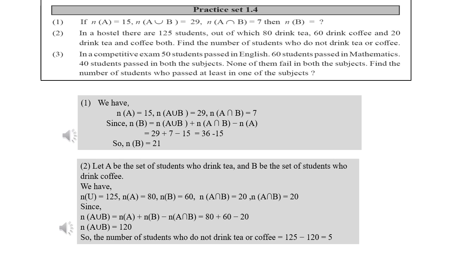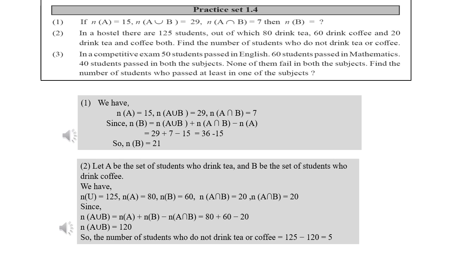So for this we need to first know the union. Correct? Once I know the union, meaning the number of students who drink tea and coffee together, if I subtract this value from the universal set, I will get the remaining number of students who do not drink tea or coffee. Correct? So we will first find the union.